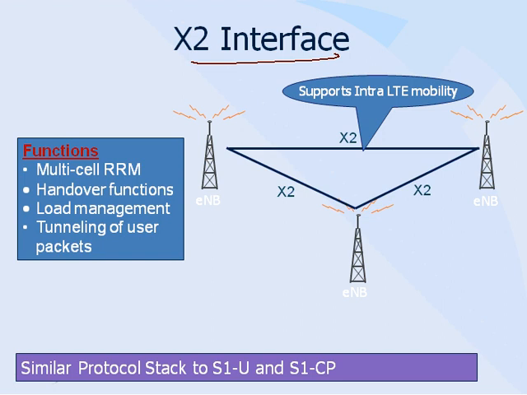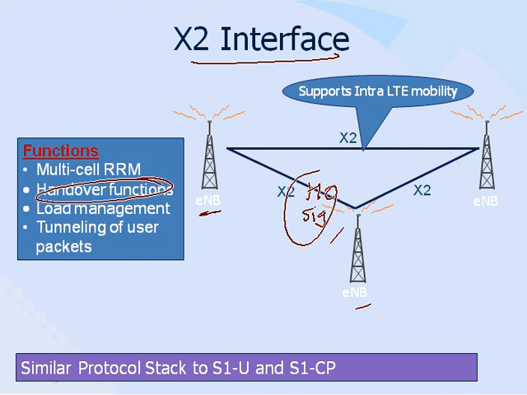X2 interface. S is stream, yes, Stream Control Transmission Protocol, SCTP, that is correct. So maybe one stream, one user, another stream, another user, and so on. The X2 interface is between two eNodeBs, and we already said that it will help us with the handover. So the handover signaling messages will pass through the X2 interface.